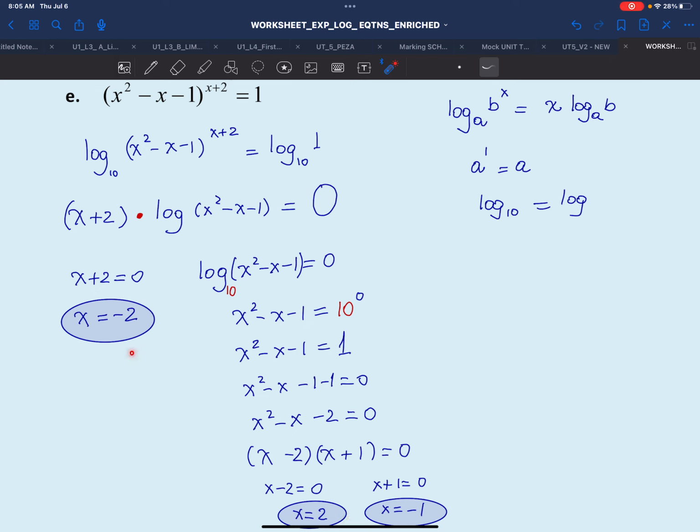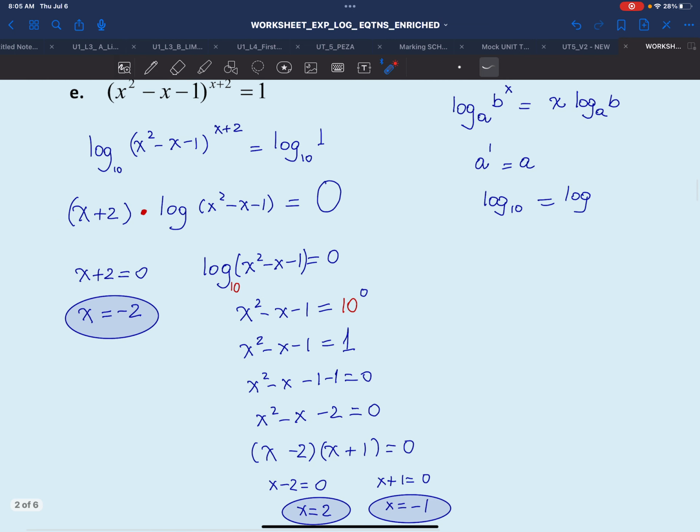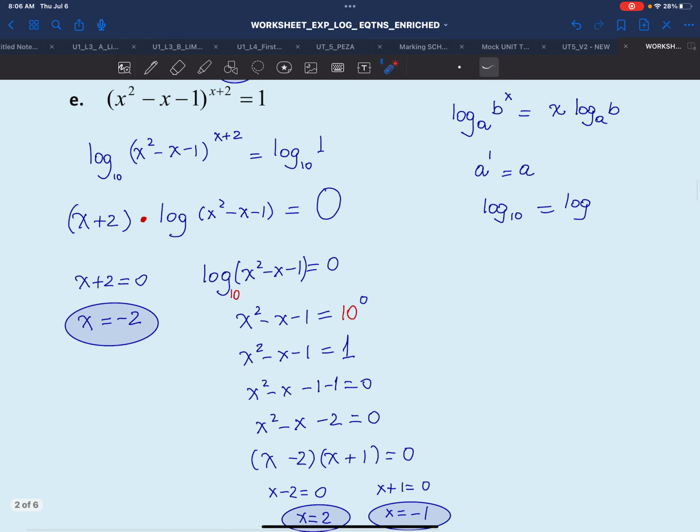If x equals -2, remember that we obtained it from here. Let's see if it works in here: -2 squared minus -2 minus 1, that's 4 plus 2 minus 1, which is 5, to the power of -2 plus 2, that's a 0, so that would be equal to 1. And voila, I think that we have solved the equation. We have checked the solutions. They're all legitimate. So we got 3 of them: x equals -2, 2, and -1 for this very beautiful, very unique equation.